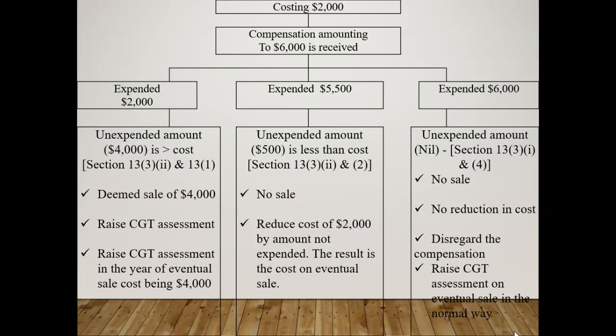What if we receive 6,000 and we expend 6,000? The unexpended amount is nil, therefore there is no disposal. There is no reduction in cost. Disregard the compensation and raise the CGT assessment on the eventual sale in the normal way.